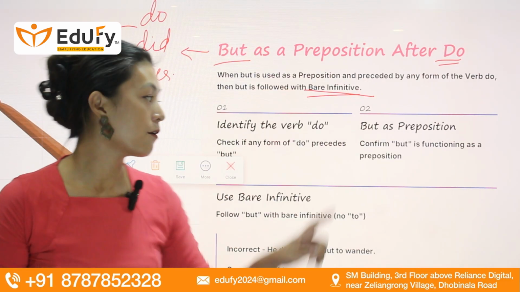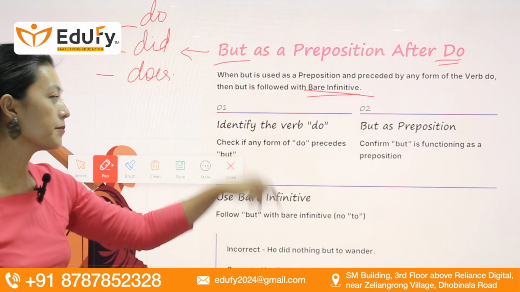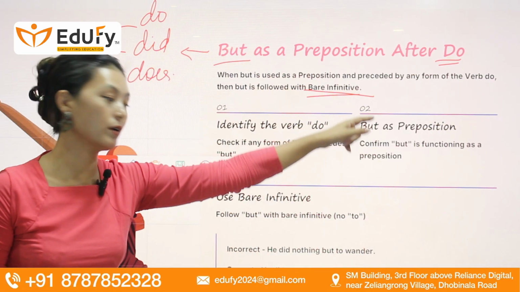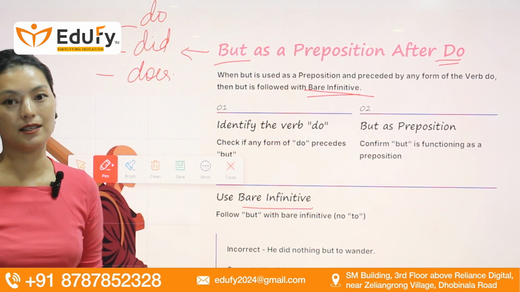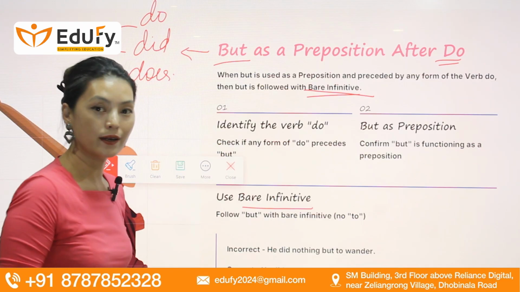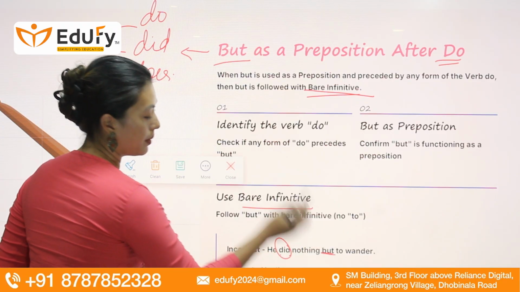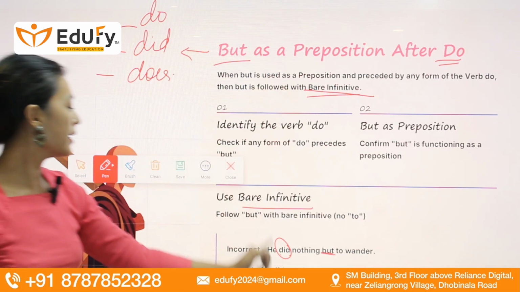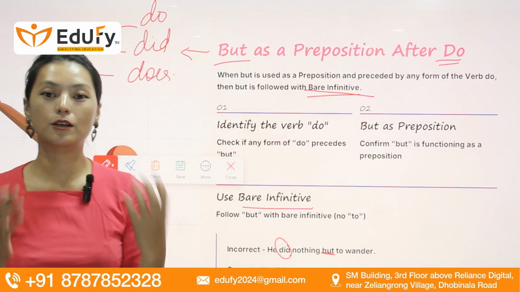So three combinations. First step is to identify the word do: do, did, or does. Clear? Second point is that but is there as a preposition. If that's the case, then the third point is that you will have to use the bare infinitive in the sentence. So let's take a look at an example. "He did nothing but to wonder." So two things are here. We have the word did plus the word but. Did is a form of do. Again, we have but, which performs the function of a preposition in the sentence. So we have the clear combination.